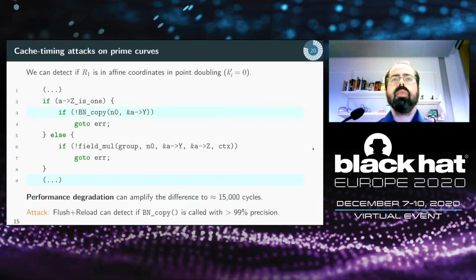So let's illustrate this attack by examining how OpenSSL implements arithmetic on prime curves. In this particular case, the adversary will try to find out if point R1 inside the first iteration of the Montgomery ladder is stored in affine coordinates, which leaks during the point doubling operation, which leaks information about a bit of the scalar. OpenSSL actually optimizes for the case when point R1 is in affine coordinates by performing just a buffer copy when the coordinate Z is 1. Otherwise, it computes a full field multiplication using the coordinates.